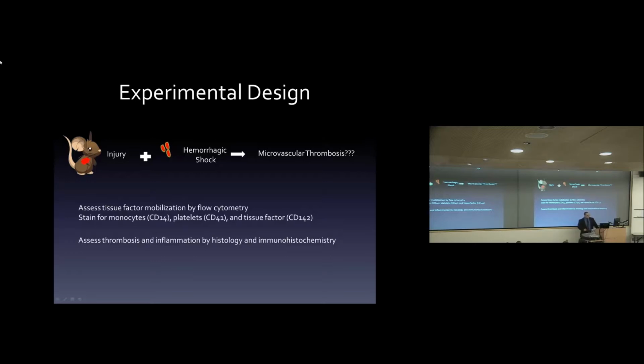Additionally, we wanted to look for the clot itself, and so what we were using was histology and immunohistochemistry. Basically, we make slides, and we look and see, is there actually clot in the microvasculature in various organs? So we look at the liver, the kidneys, the lungs, for example, and we look at small intestine.